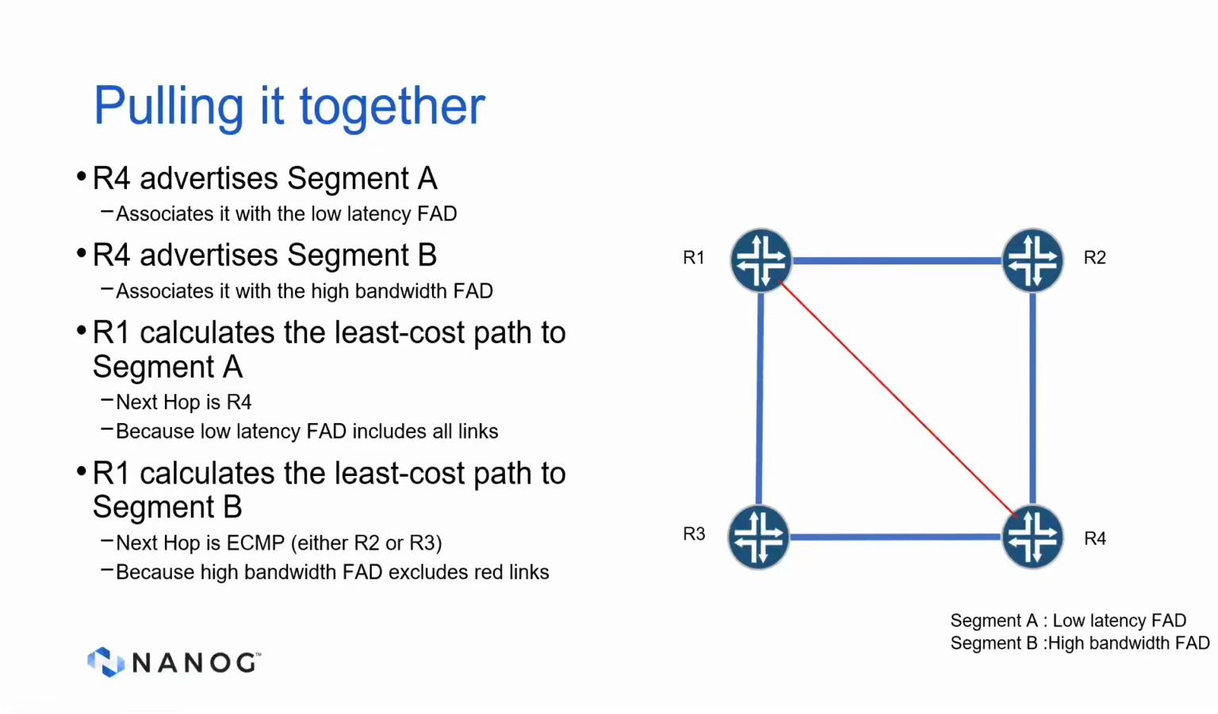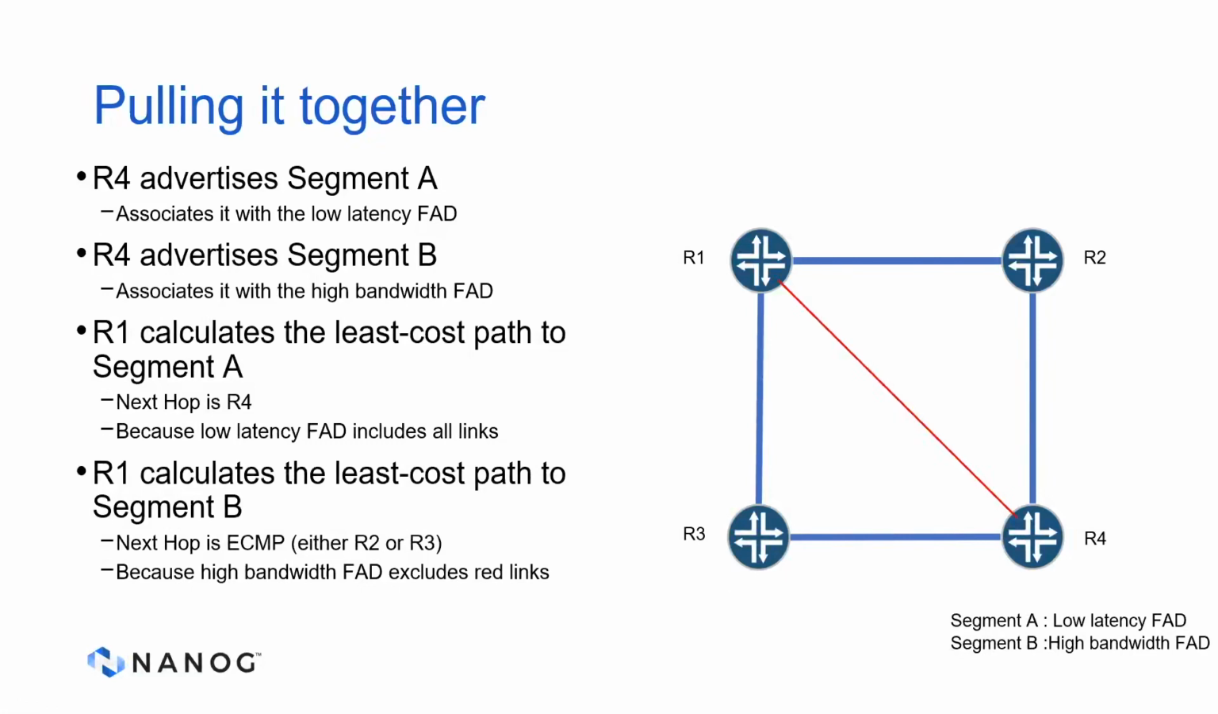So R1 calculates the least cost path to segment A. Segment A is low latency FAD, and then all the links will be a part of this flex algo for low latency. So the next hop for R4 in this case will be the link R1 to R4, because all the links are part of this flex algo, and the lowest latency path from R1 to R4 is via the R1 R4 link. So now let's see how next hop gets calculated for the high bandwidth FAD.